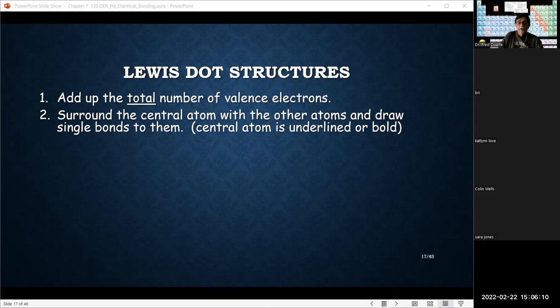For example, let's say we have a hypothetical compound of, what happened to the line? For some reason, this isn't working. All right, so maybe I can do it this way.